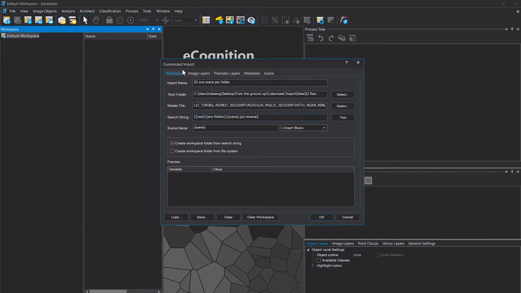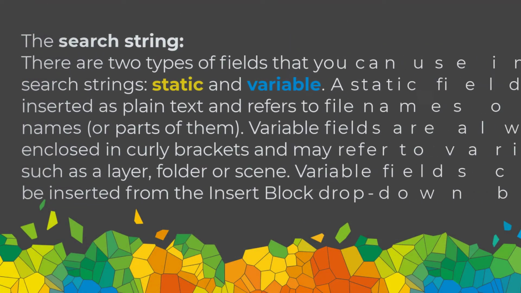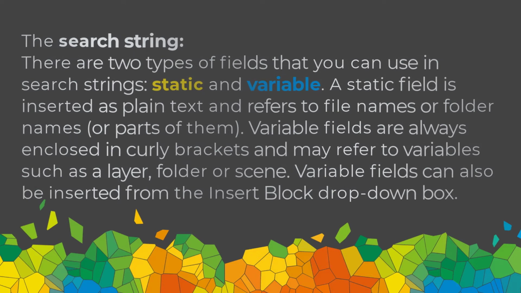And actually what we now have to do is put in some work here in the search string. In the search string, you see different so-called blocks, starting with a wavy bracket and ending with a wavy bracket. And here in this drop-down, you have all the blocks that you can use to define the search string. There are 2 types of fields that you can use. One is static and the other one is a variable. The static field is simply plain text that you insert in this search string. That can be a file name, a folder name, or simply a letter, or parts of those names.